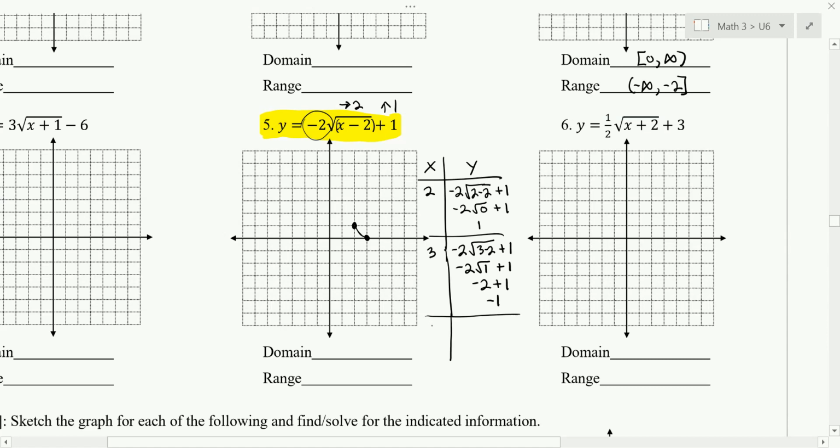And then for our next choice, we need to pick an x value that's going to give us a square root that we can work with. If I pick 4 for my next value, I'll get the square root of 4 minus 2, which is the square root of 2. Not going to work out so nice.